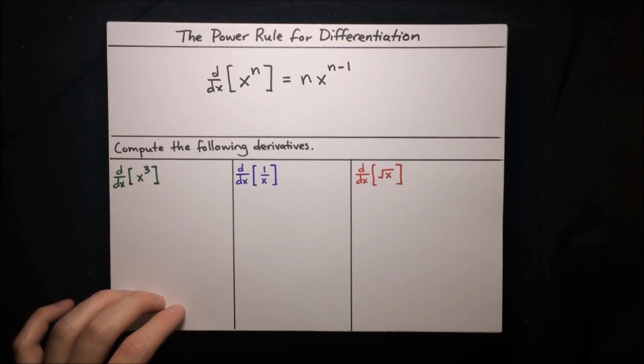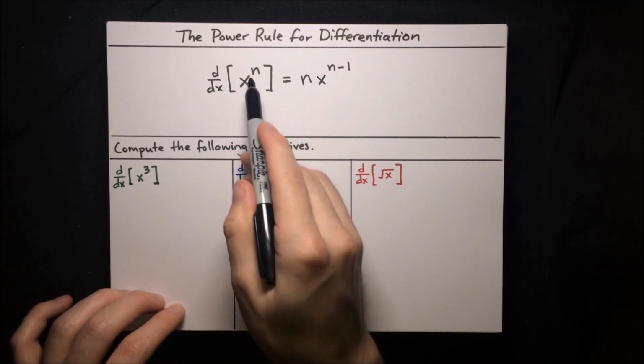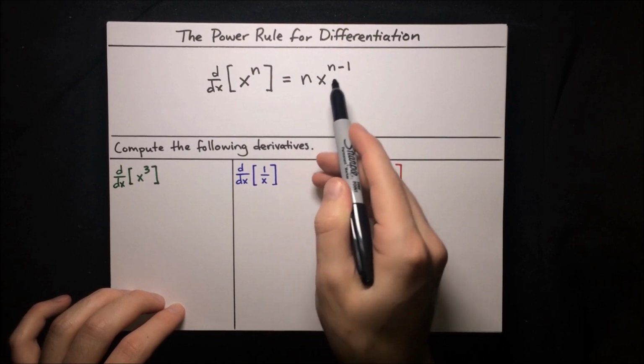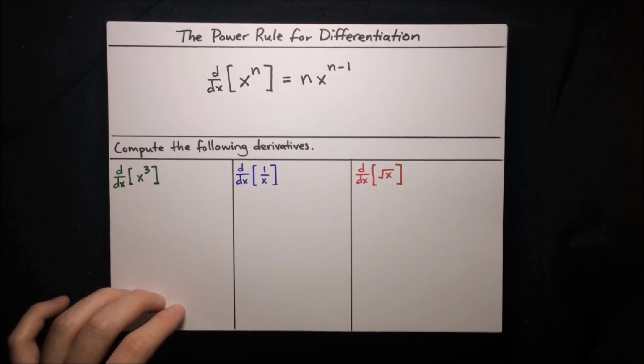So you can remember this with a nice little trick. Multiply by the power, n, and then subtract 1 from the power. And that's all there is to it.